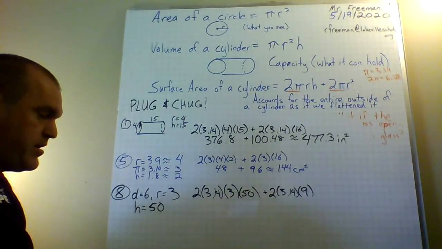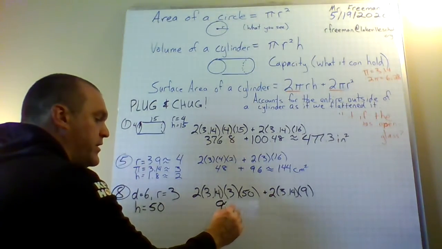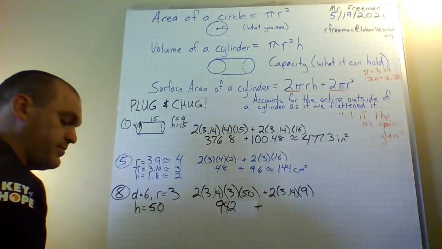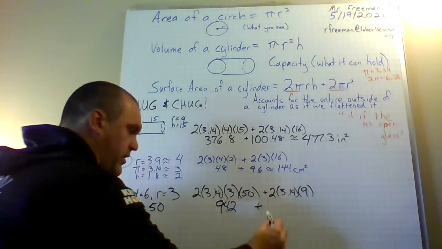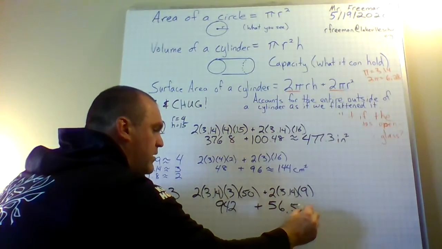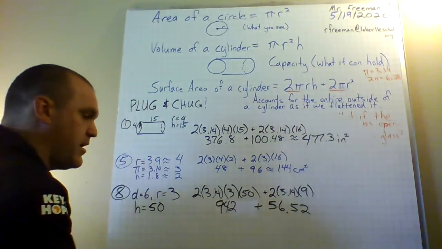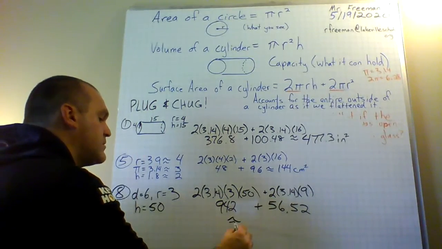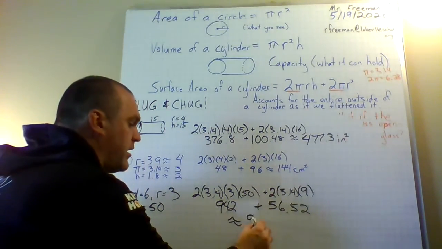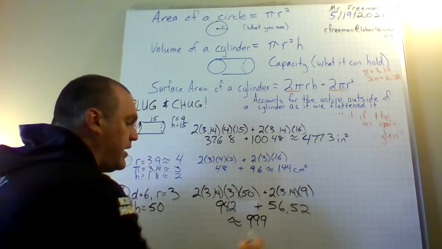And when you plug that into your calculator, you're going to get 942 here. And we're going to add that to, when you plug this into your calculator, you get 56.52. And I think I can write my answer underneath this and still be on the screen. When you add those two together, you're going to get approximately 999.